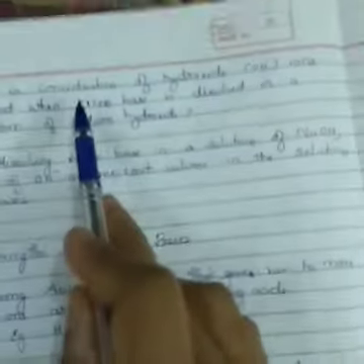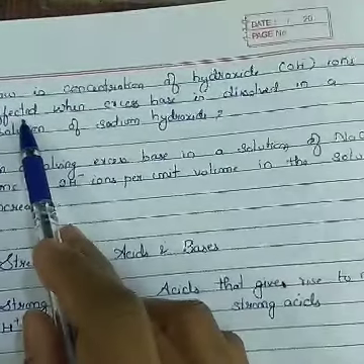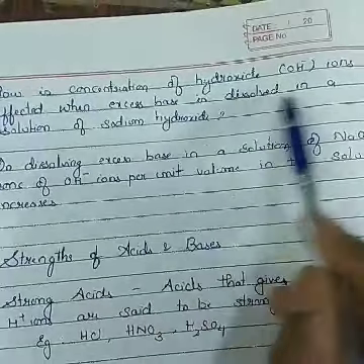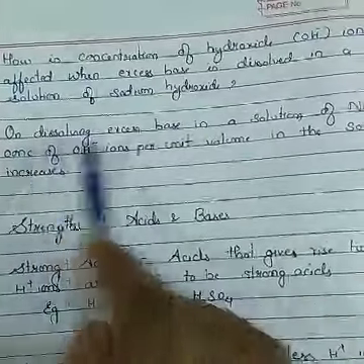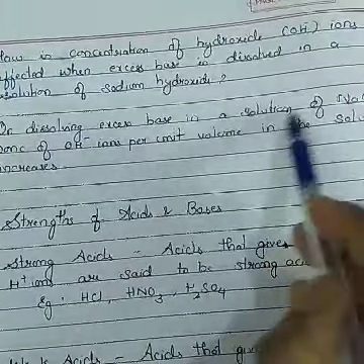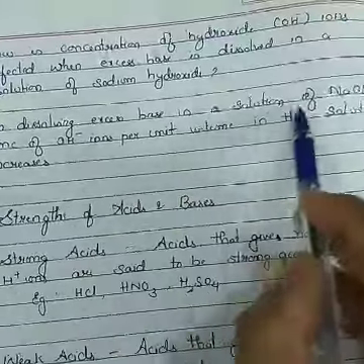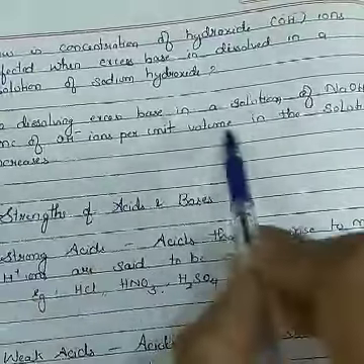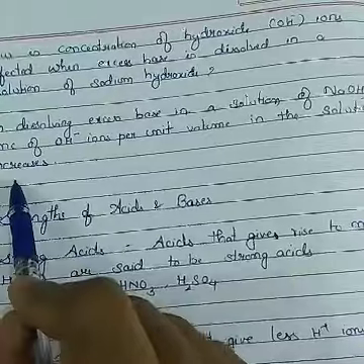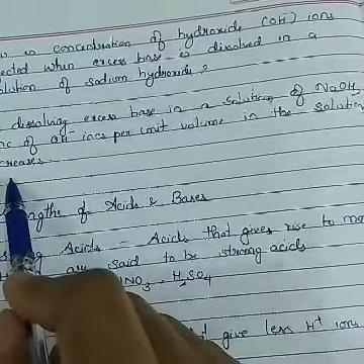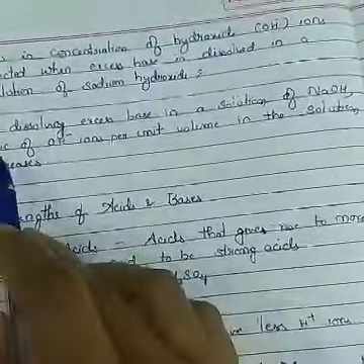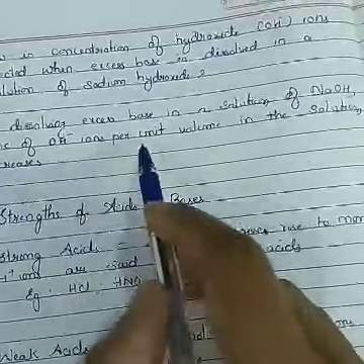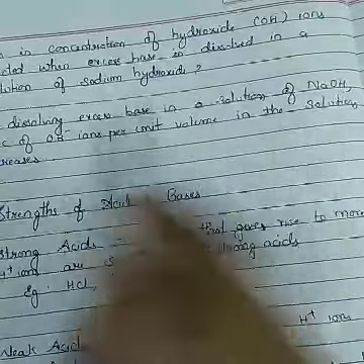Last question. How is the concentration of OH minus ion affected when excess base is dissolved in the solution of hydroxide ion? On dissolving excess base in the solution of NaOH, the concentration of OH minus ion per unit volume increases.